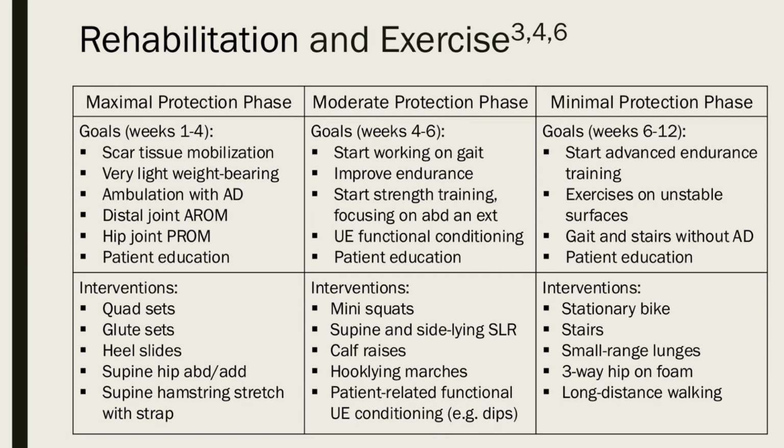Some interventions include mini squats, straight leg raises in supine and sidelying, hook lying marches, and upper extremity exercises such as seated dips. Goals for the minimum protection phase, which is going to be about weeks 6 to 12, include advanced endurance training, exercising on unstable surfaces, gait and stair training without an assistive device, and patient education on safe return to function. Interventions for this phase include stationary bike for warm-up and endurance, stair training using the rails, small ranged lunges, 3-way hip on foam pad, and long distance gait training.